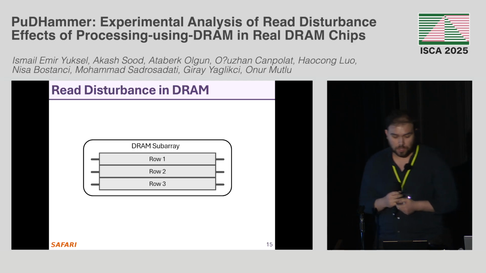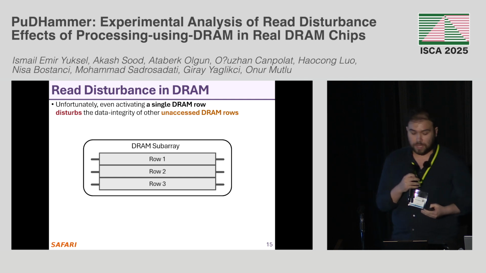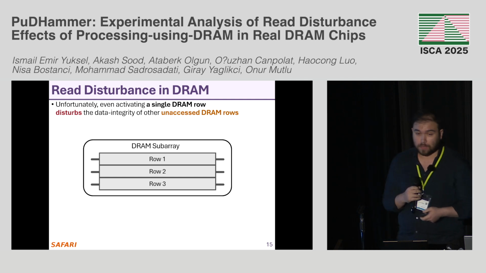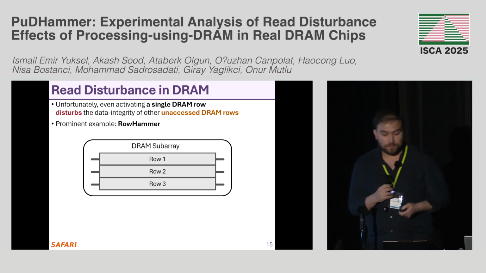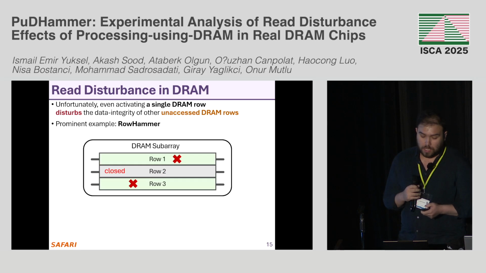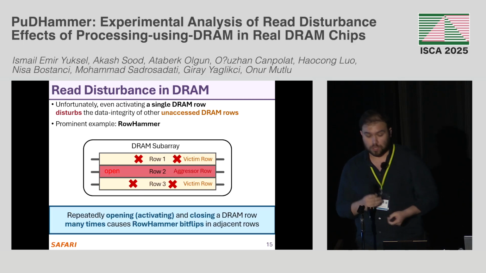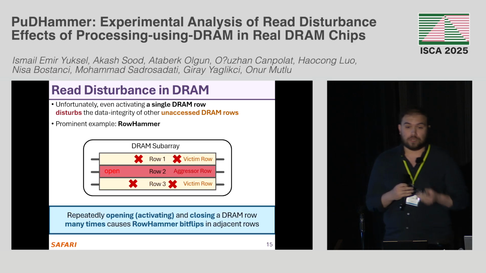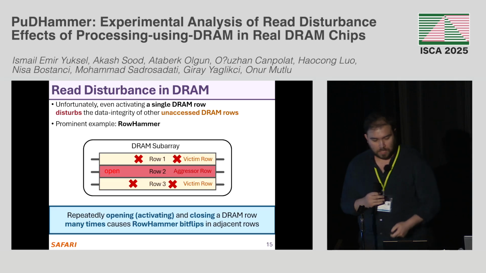Unfortunately, DRAM is subject to read disturbance. Even activating a single DRAM row disturbs the data integrity of other unaccessed rows. A prominent example of that is RowHammer, where repeatedly activating and closing one DRAM row causes bit flips in adjacent rows.